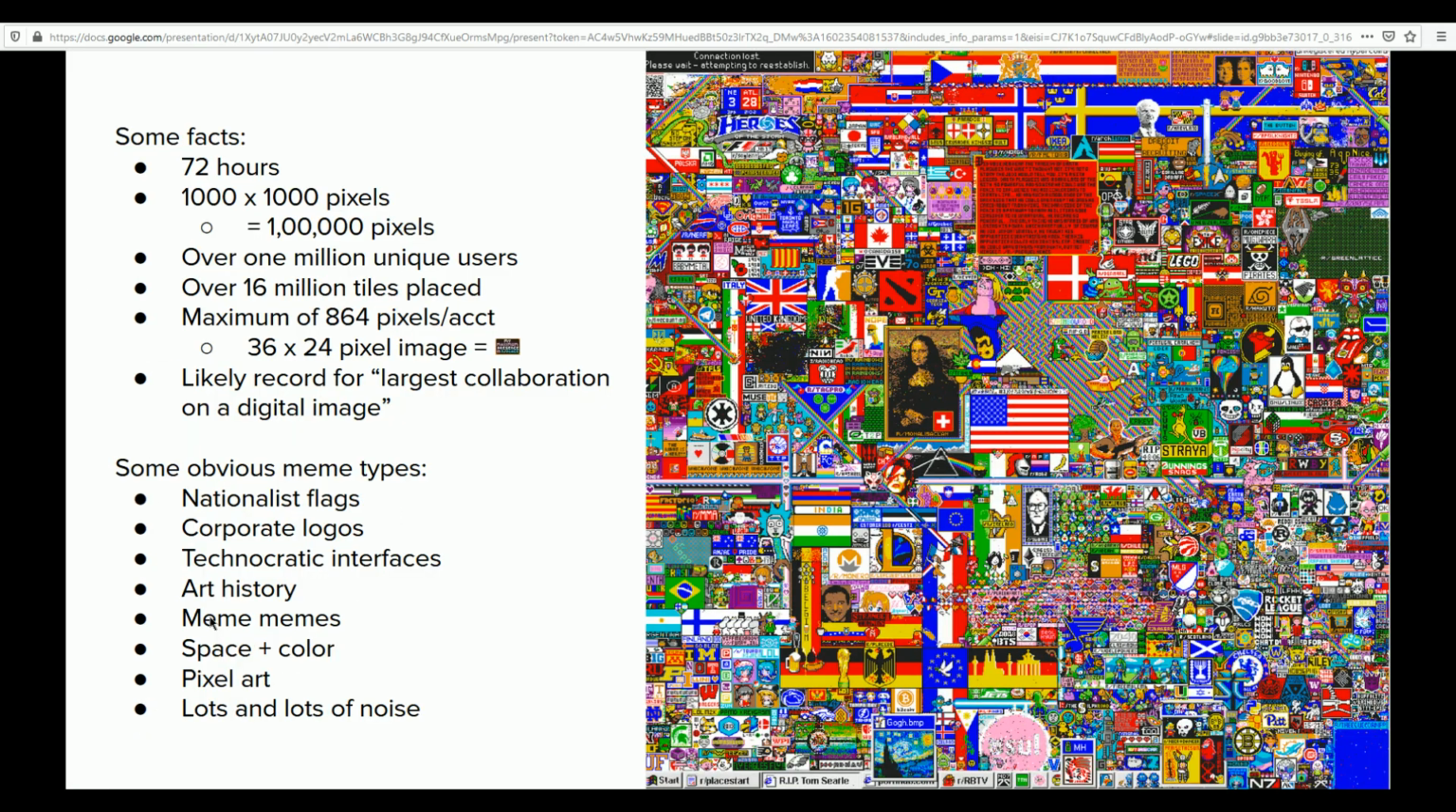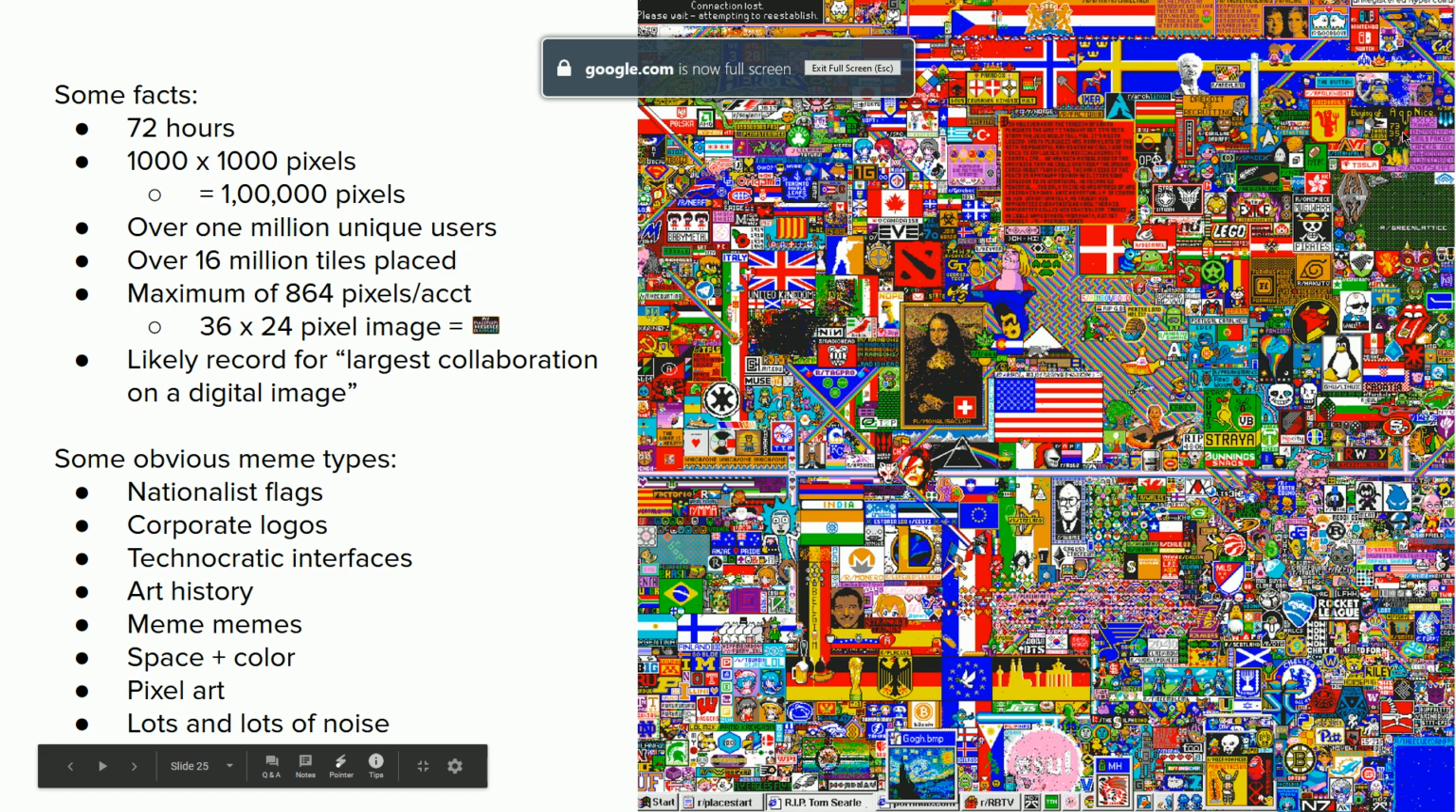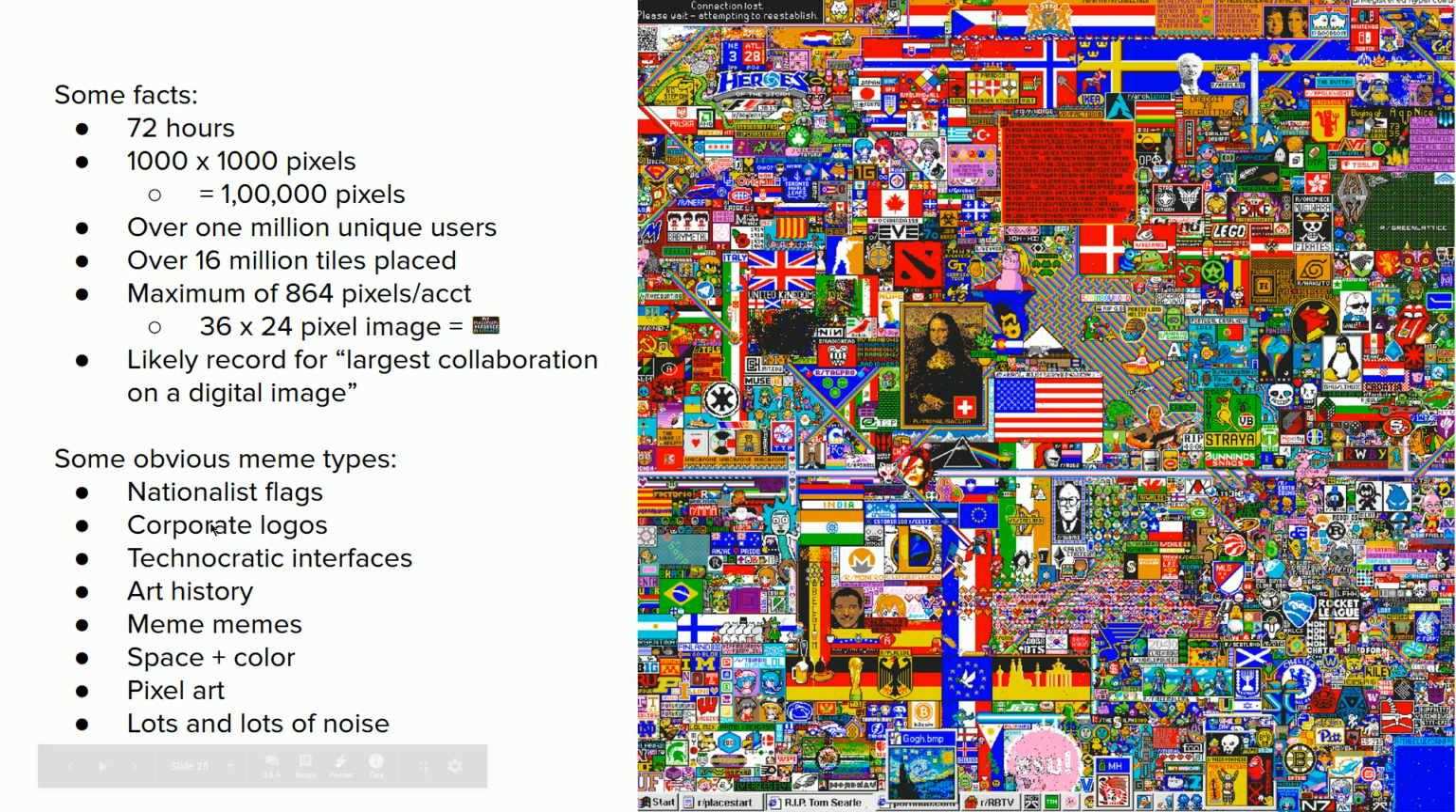So over here you see the completed image. This is the final state of r/place. You can see that there's a lot of artworks. There's Starry Night at the bottom. There's a lot of logos, a lot of corporate logos, a lot of national flags, a lot of techno and digital influence. There's Rick. It's nice. Lots of memes. There's also a very colorful image. It sort of looks chaotic, but there's also a kind of order to the madness.